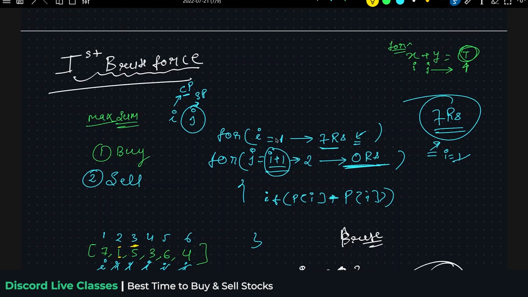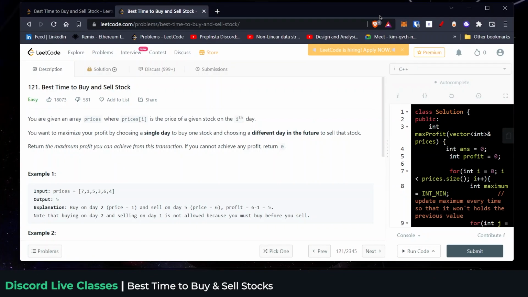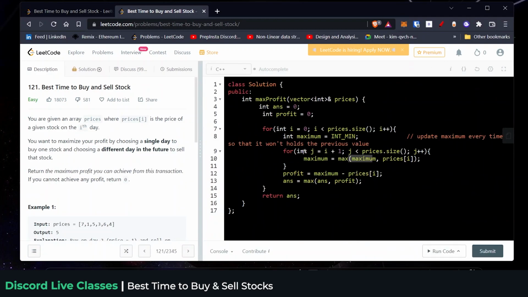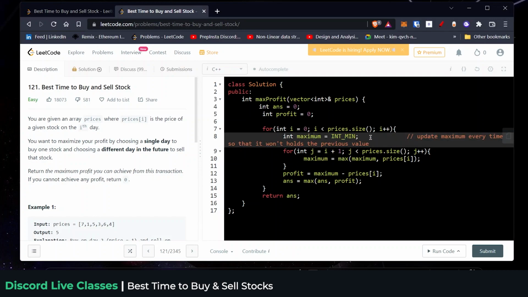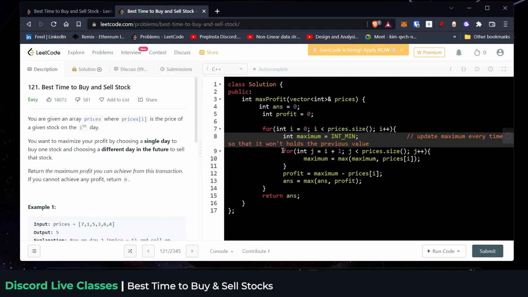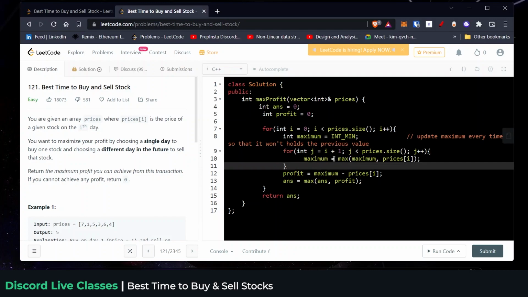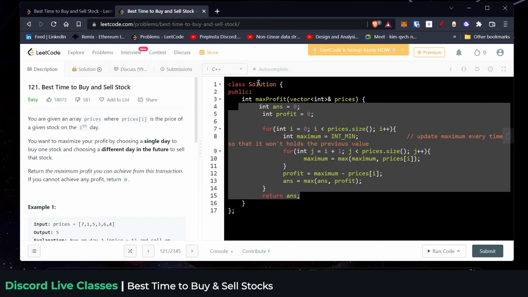You can see on LeetCode, the code is very simple. This is the brute force approach. We have just used two loops, and I update the maximum every time, so it won't hold the previous value. Again, I'm using j equals i plus 1, and next time I'm finding the max, and then maximum minus prices of i gives me the profit. You will just read this, and you will definitely be able to get this.